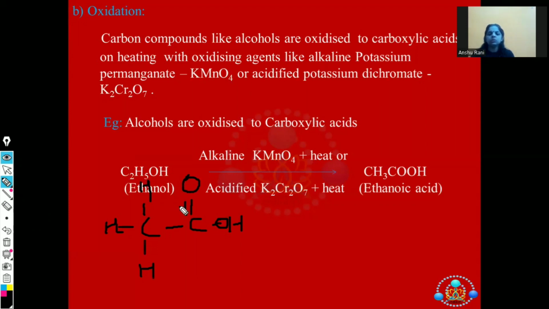Now it is the structure of ethanoic acid. Ethanol on oxidation will give you ethanoic acid. Color of potassium permanganate or acidified potassium dichromate will start fading off as it will be consumed in the reaction.